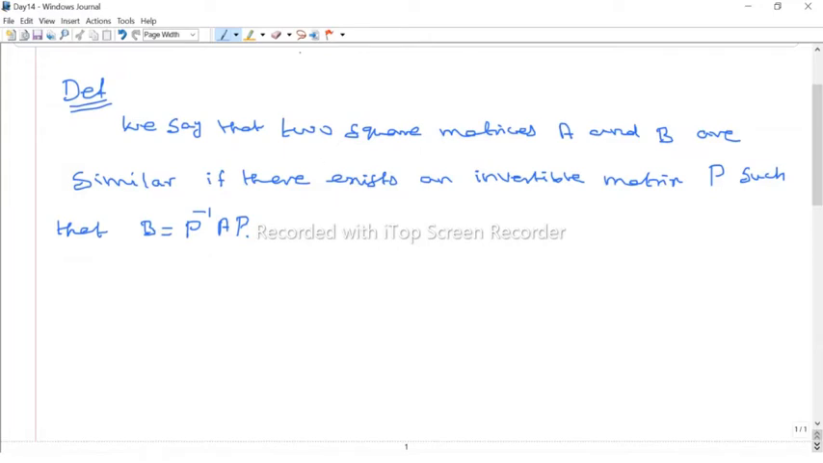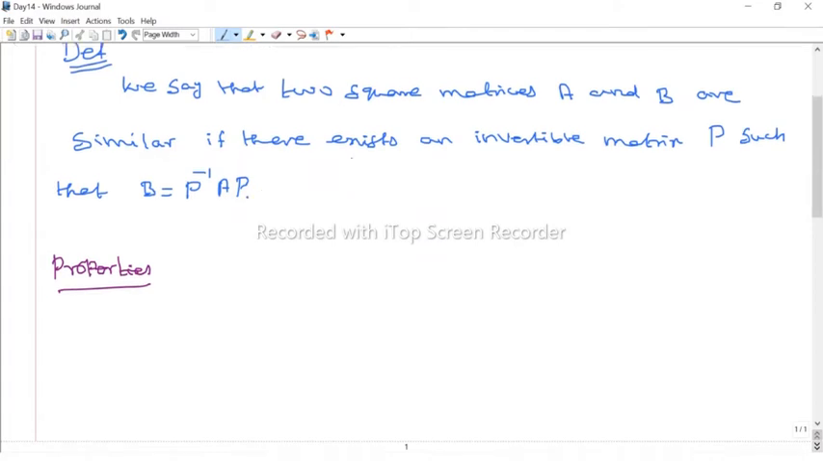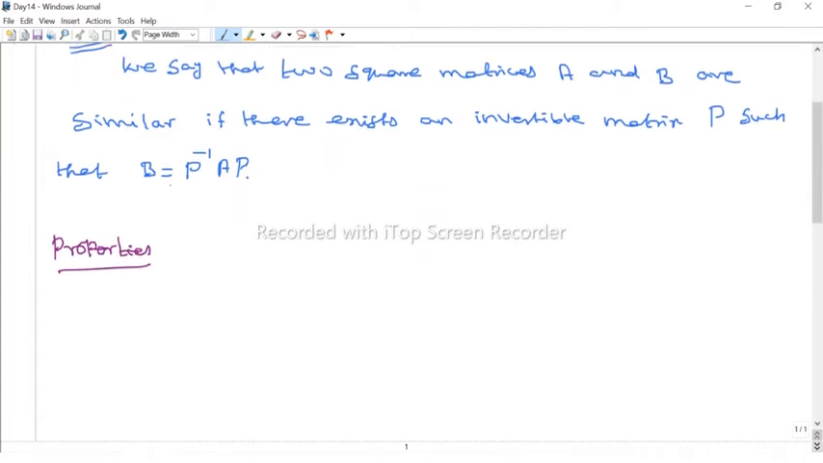So suppose we have two similar matrices, they have the same characteristic polynomial. Properties of similar matrices. What is the first property? The first property says the characteristic polynomial of similar matrices are same.